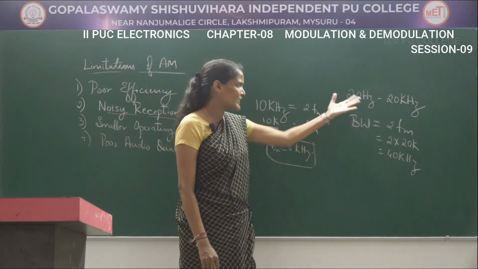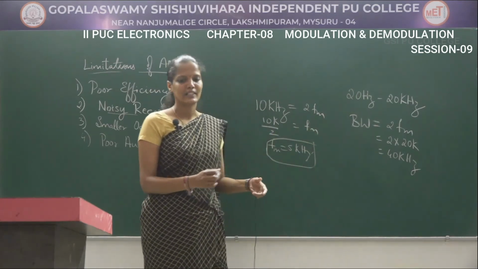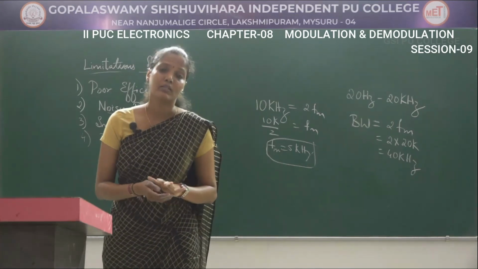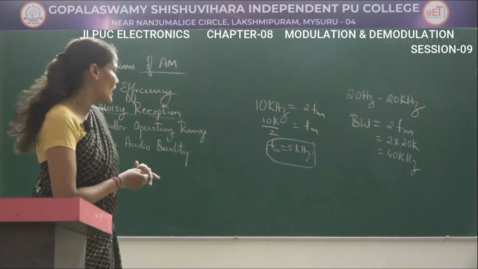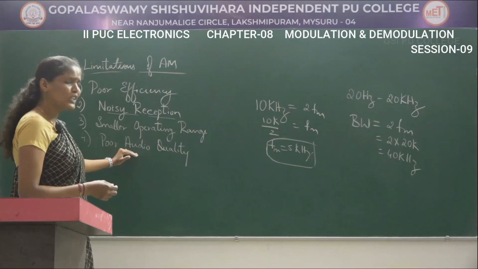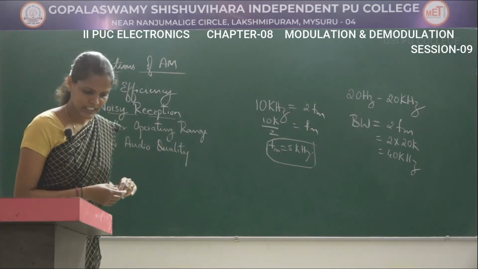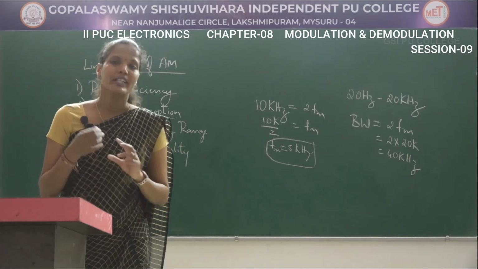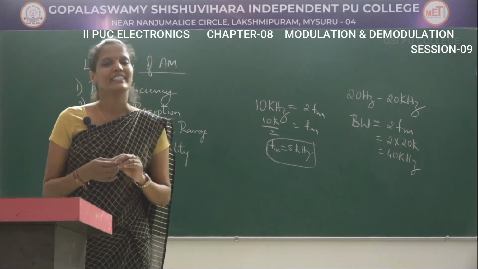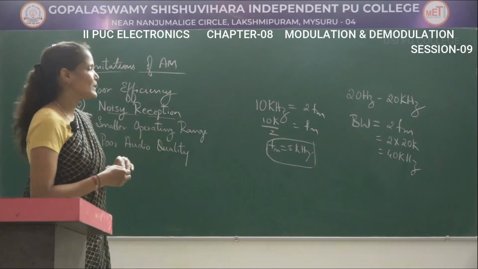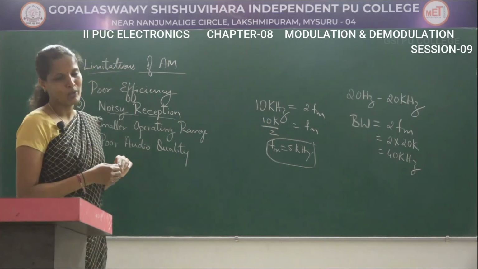For any frequency signals from 5 kHz up to 20 kHz, there will be a lot of distortion in the signals. So the quality of the signal is very low in amplitude modulation, and it will not be able to reproduce the music properly at the receiver end. So these are some of the limitations of amplitude modulation.